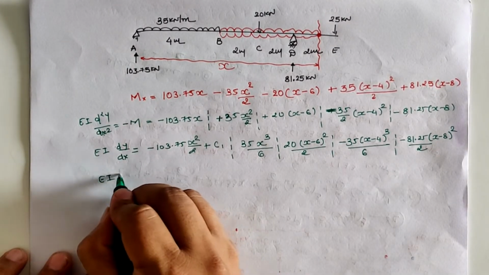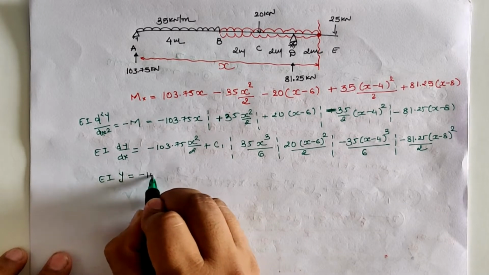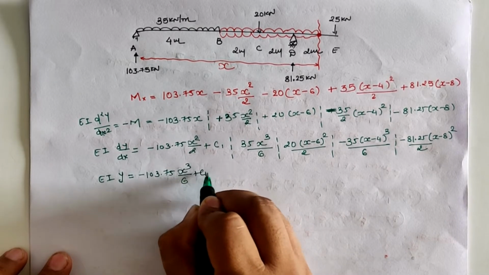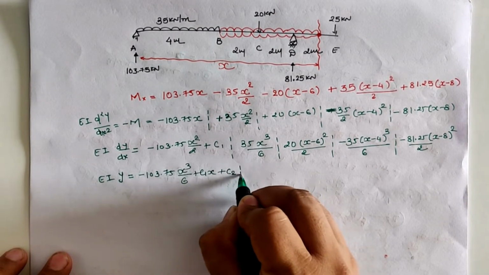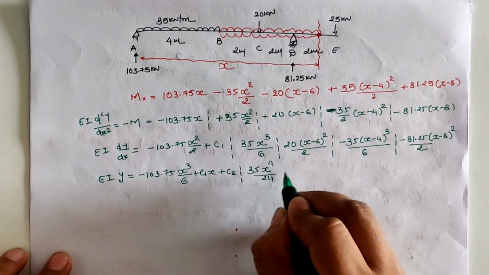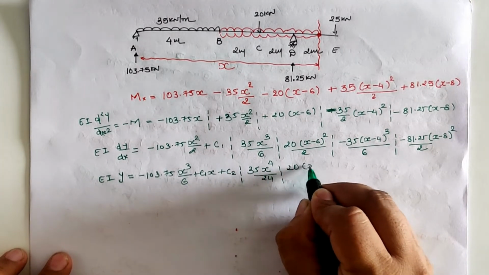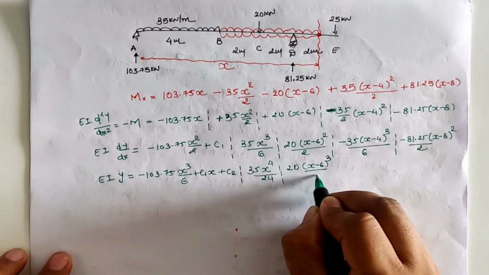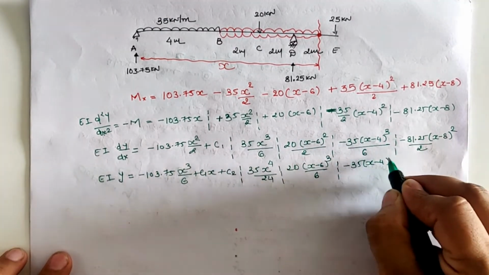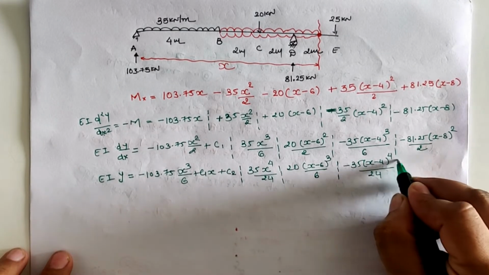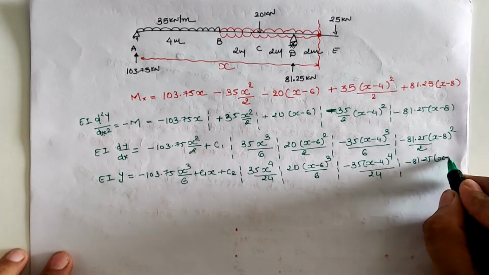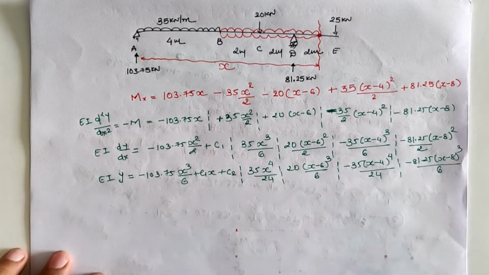Again integrating this term we will have EIy as x square by 2 as a x cube by 6 plus c1x plus c2 as a second integration constant, 35 x cube by 6 as x raised to 4 by 24, 20 into x minus 6 square by 2 as a cube by 6, minus 35 x minus 4 cube by 6 as 4 divided by 24, and minus 81.25 x minus 8 square by 2 as x minus 8 cube divided by 6.